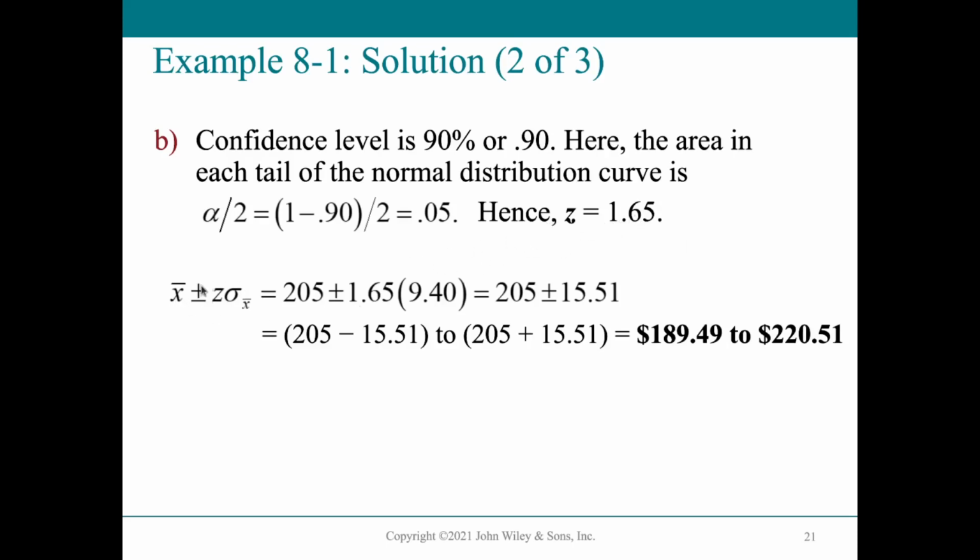Now we are going to plug into our equation. The confidence interval is the point estimate plus or minus the margin of error, which is z, this 1.65, multiplied by the normalized standard deviation, which is 9.40. So we are just going to add or subtract 15.51 to our parameter. That means we are 90% confident that the population mean, the average price of textbooks in the market, which is our population, is between $189.49 and $220.51. So basically, that's how you do a confidence interval.